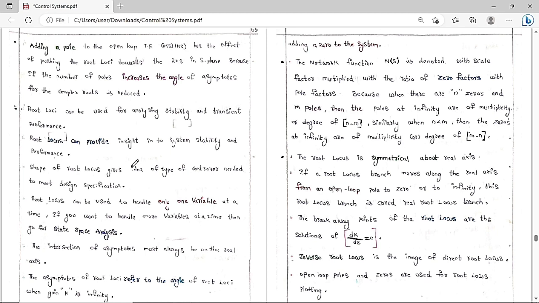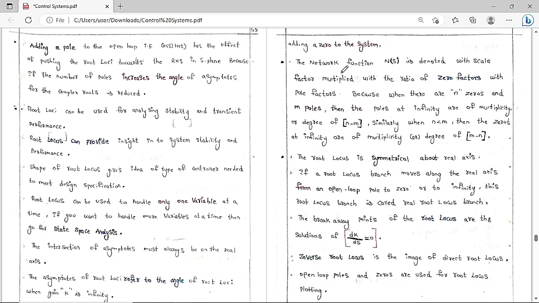Because if you add zeros to the system, the root locus is going to shift to the left half of the plane. So therefore, we can say the system is said to be more stable in nature. So finally, I can say the relative stability of the system increases with the effect of adding zeros to the system. Whenever you add zeros to the open loop transfer function, the root locus shifts to the left half of the plane, so the relative stability is going to increase more and more.